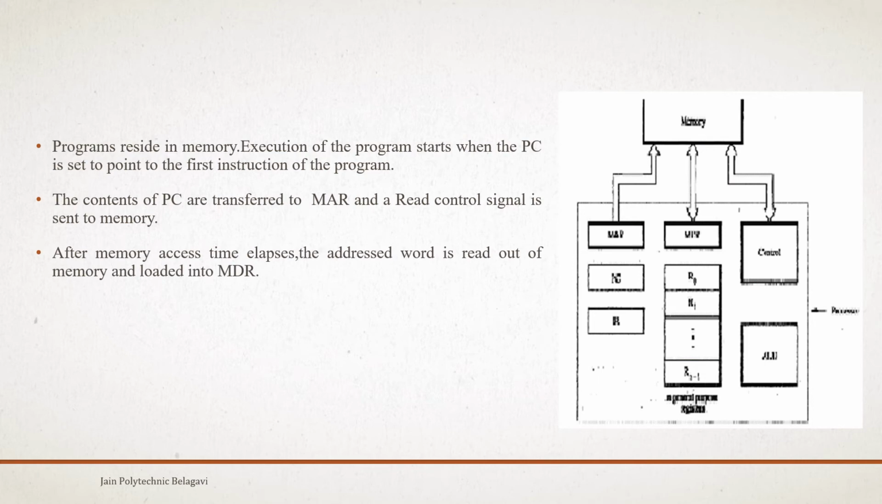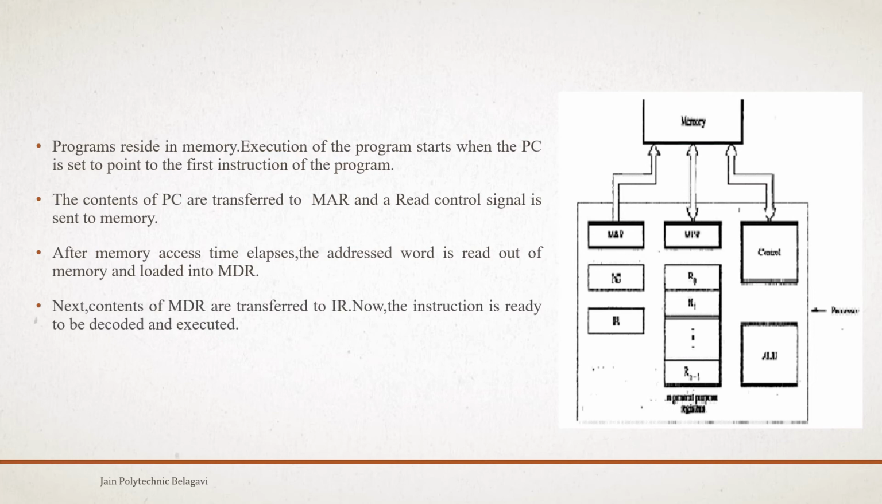Once the MAR gets the address of the instruction which is to be executed, the contents present at that address are read out. Each of the contents will be in the form of a word. That content will be loaded into the MDR. MDR stands for memory data register, and it is used for holding the instruction which is to be executed.